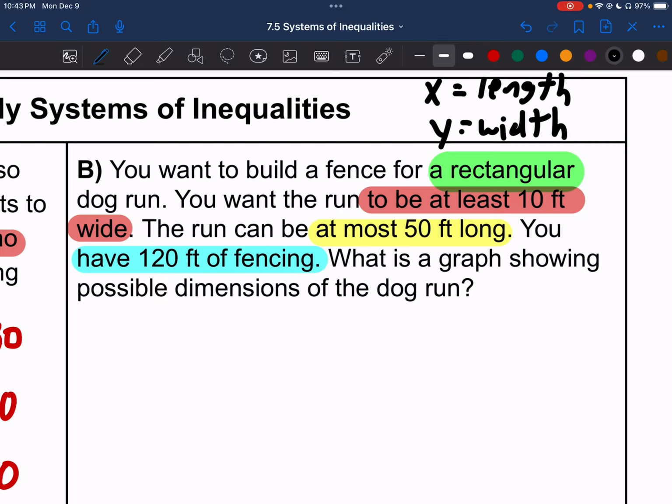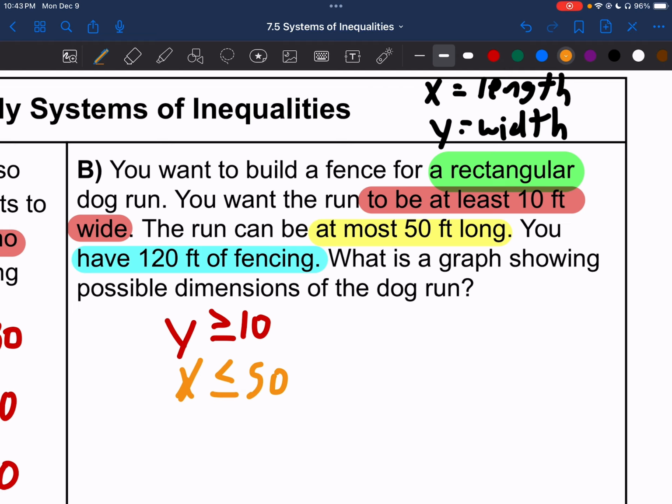All right, so now let's look at this, and really notice I had an extra color added in here, so that might be a little bit of an indication that we have 3 inequalities that we're going to write here. So if we want the run to be at least 10 feet wide, well, y is the width, so y needs to be greater than or equal to 10. Okay. Our next sentence says the run can be at most 50 feet long. So the length, x, if it's at most 50 feet, it has to be less than or equal to 50.